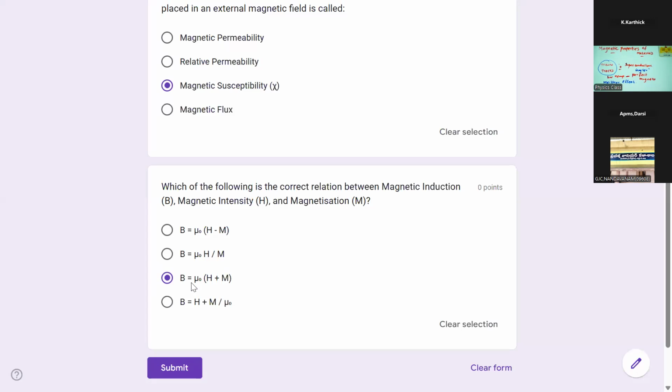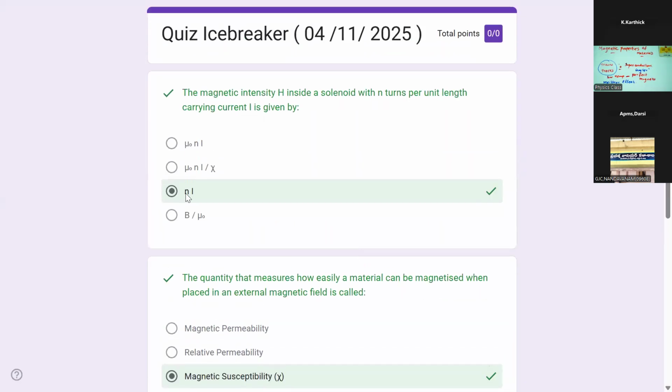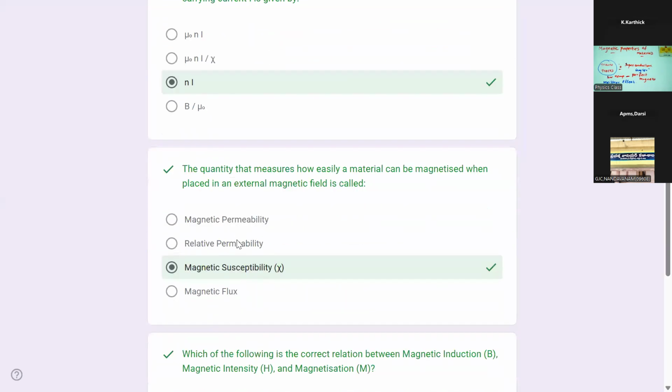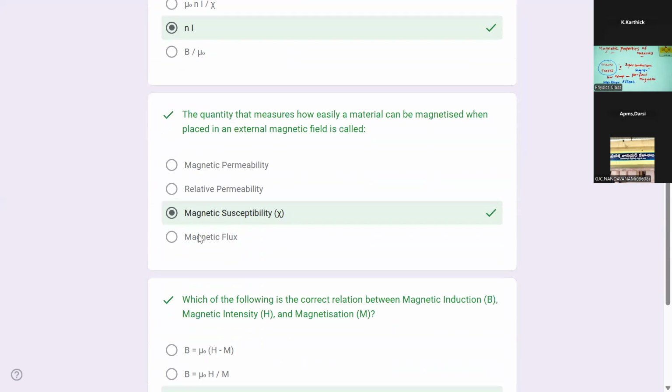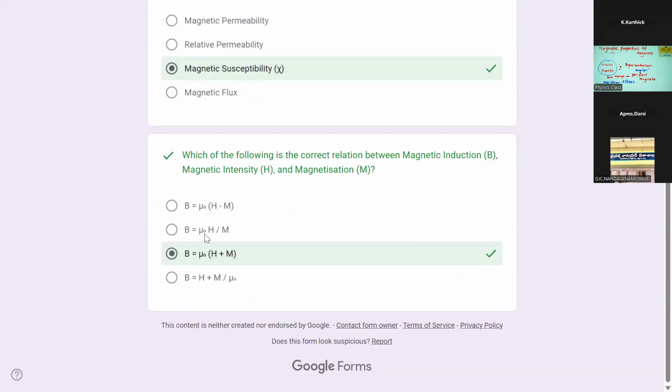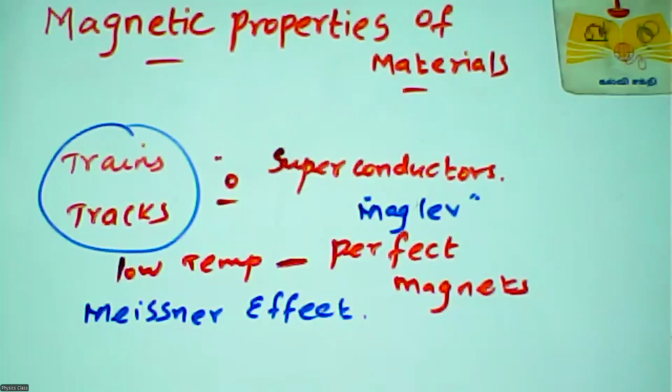We can check the answers. The first one is H equal to n into I, number of turns into current. The second one, magnetic susceptibility. And the final one, option C is the correct answer. The relationship between B, H, M is B equal to mu naught (H plus M). Clear? Okay, good. Super. This is used to recall your earlier classes.